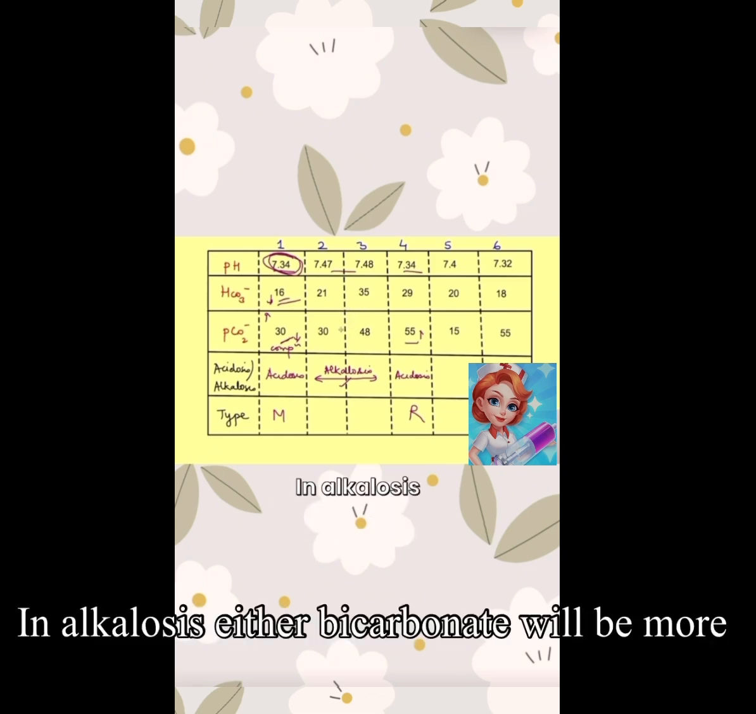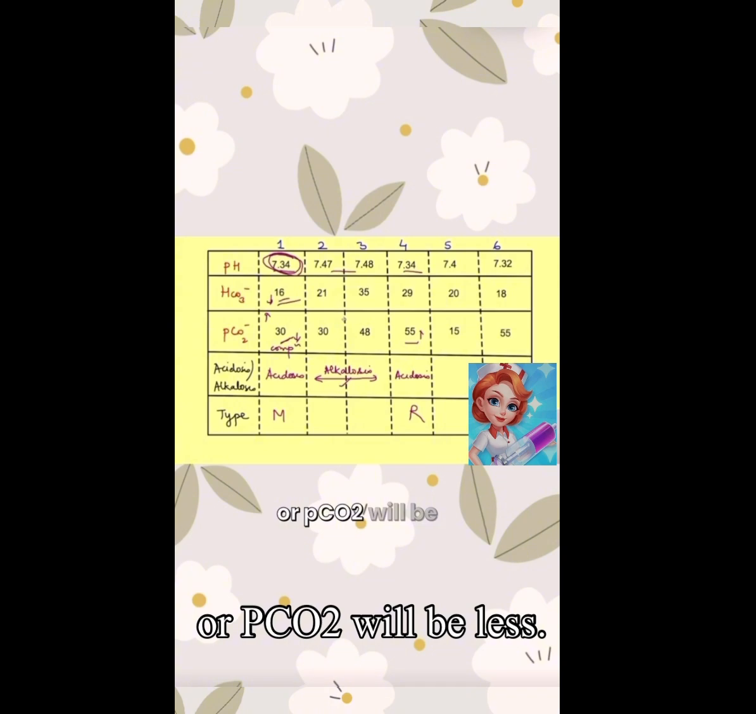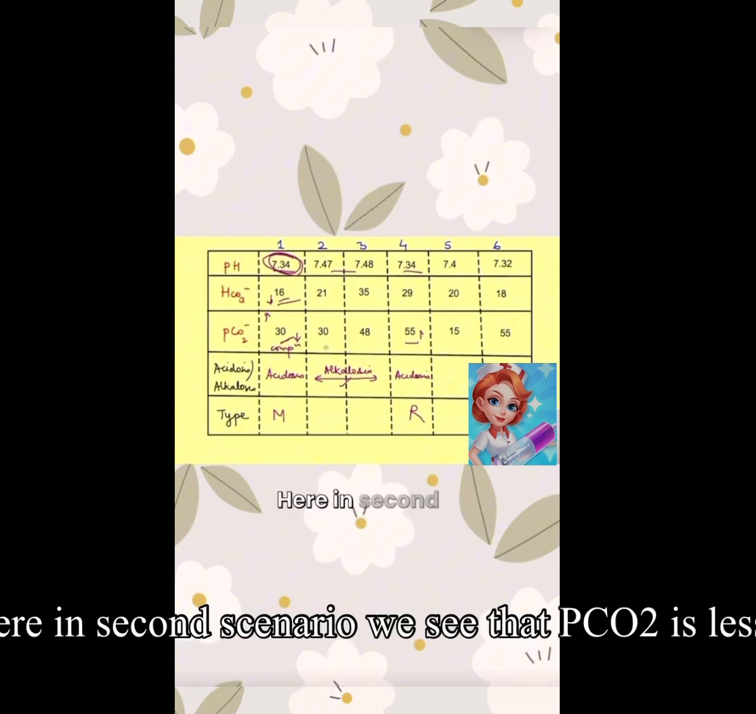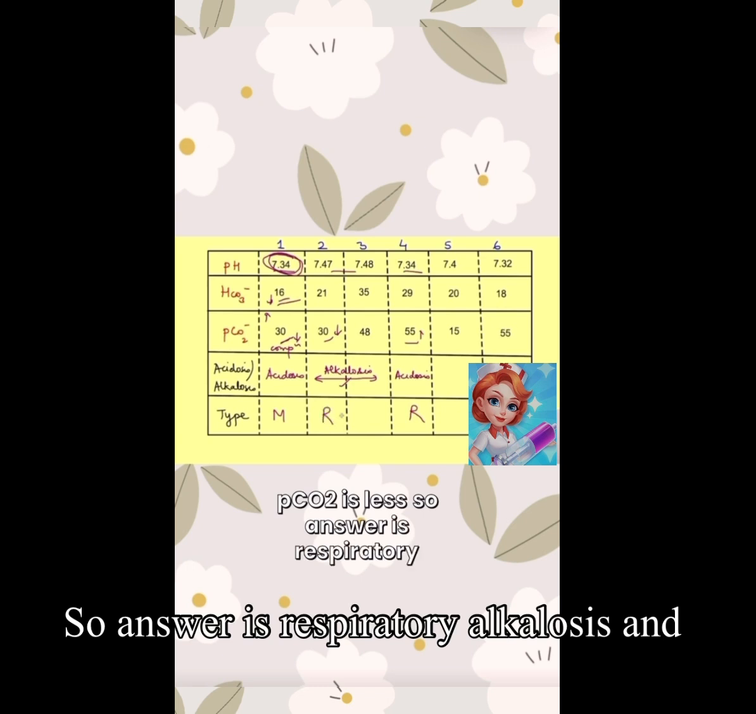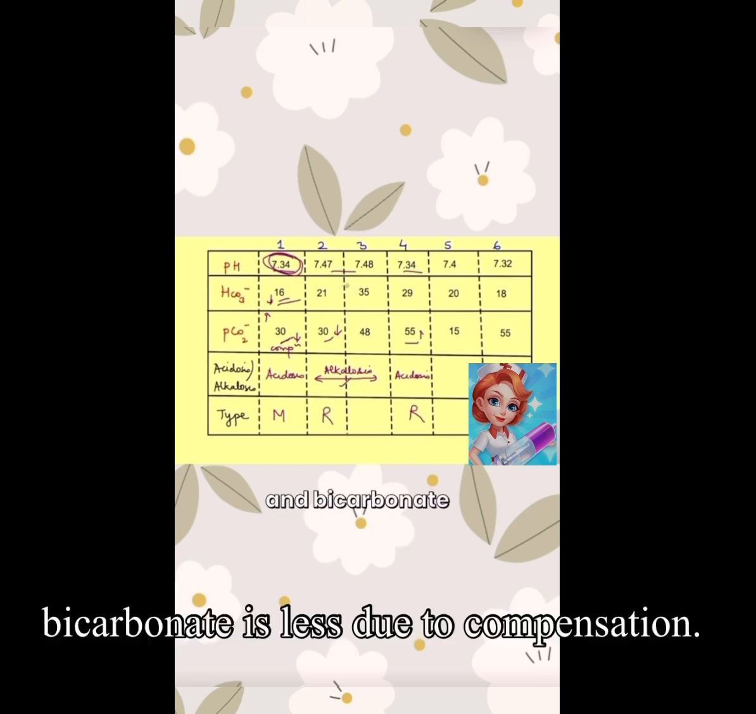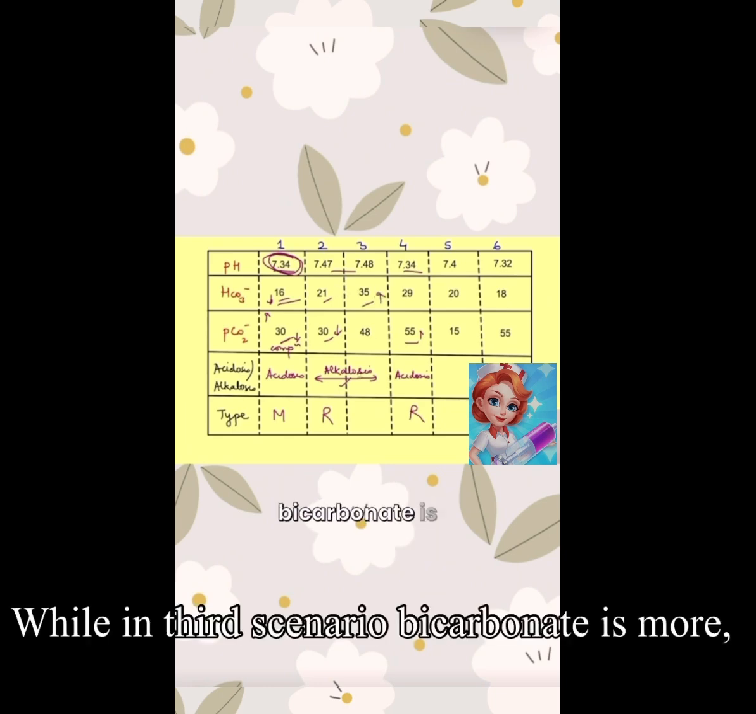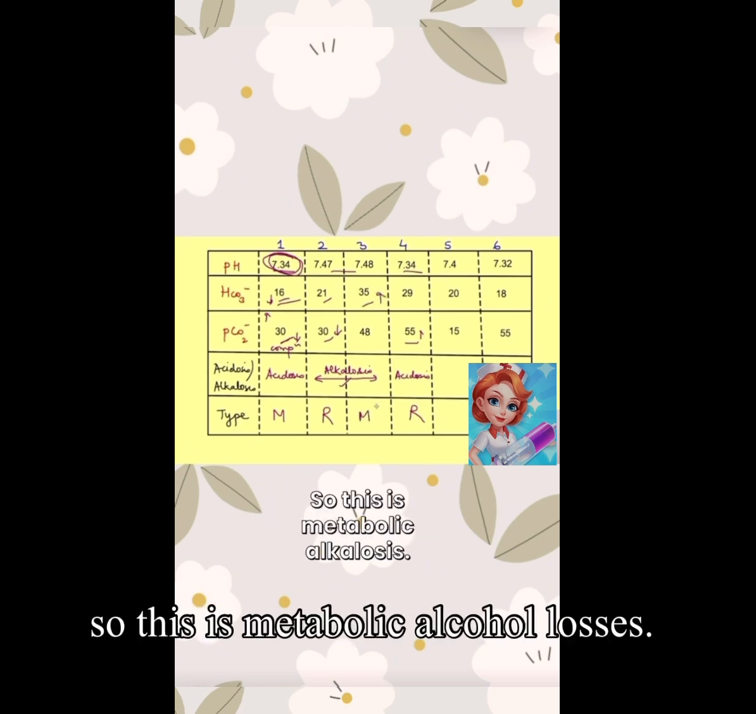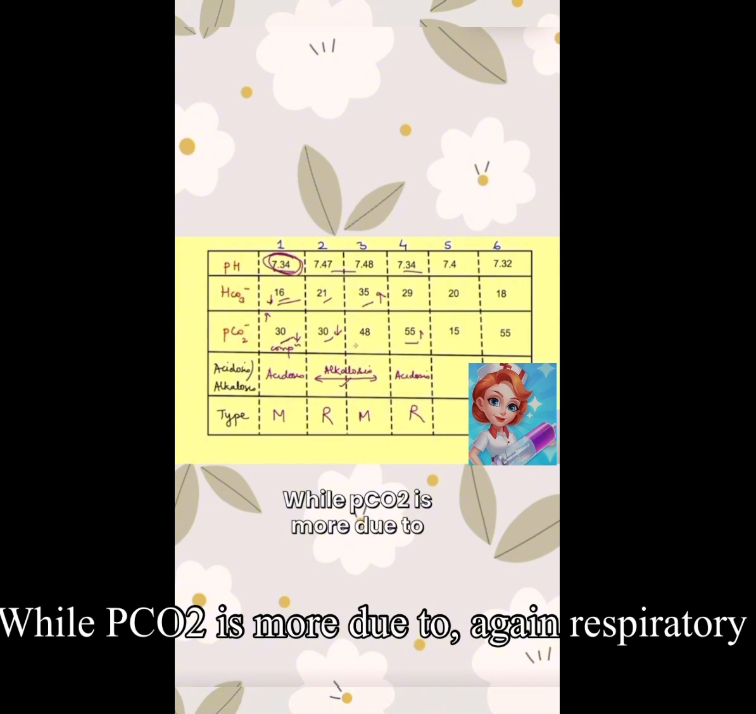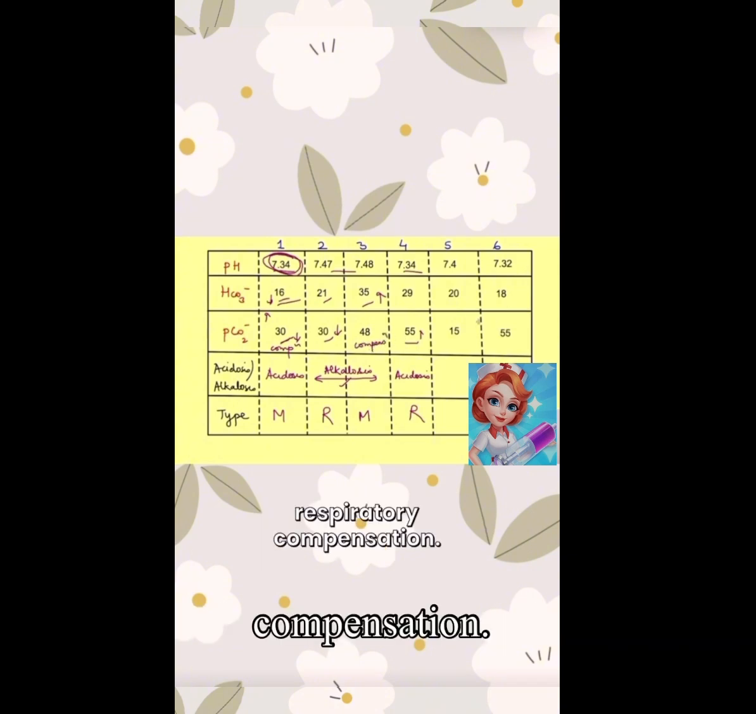In alkalosis, either bicarbonate will be more or PCO2 will be less. Here in the second scenario, we see that PCO2 is less. So the answer is respiratory alkalosis. And bicarbonate is less due to compensation. While in the third scenario, bicarbonate is more. So this is metabolic alkalosis. While PCO2 is more due to, again, respiratory compensation.